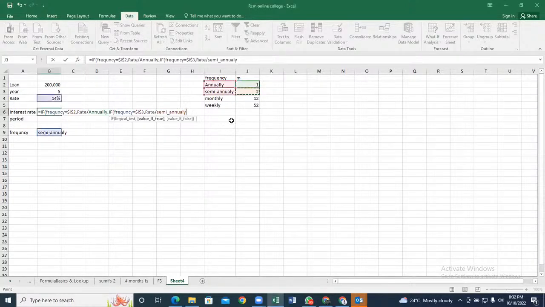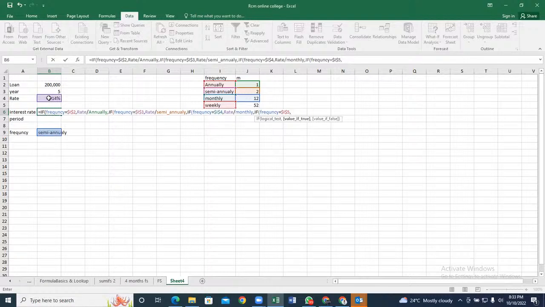Then, so we proceed. Divide by semi-annually, comma, if our frequency key is equal to monthly, fully locked, comma, we are going to take interest rate divide by 12 months in a year, comma, if our frequency key is equal to weekly, fully locked, comma, we are going to take annual rate divide by 52 weeks in a year.